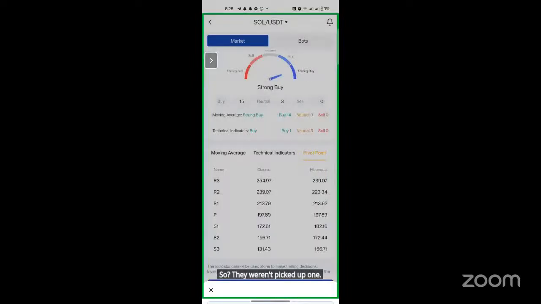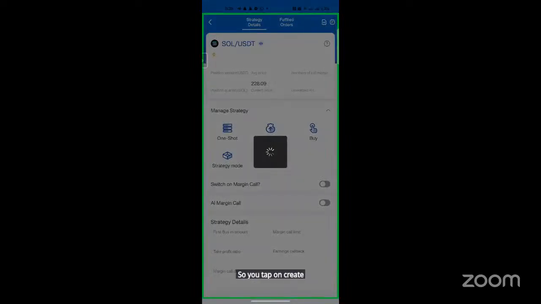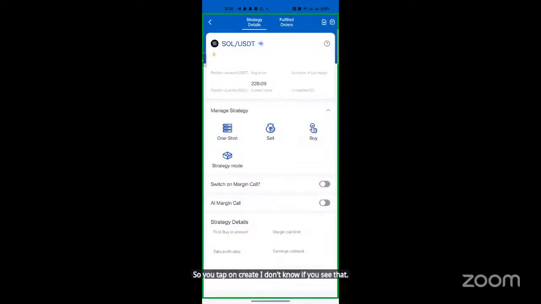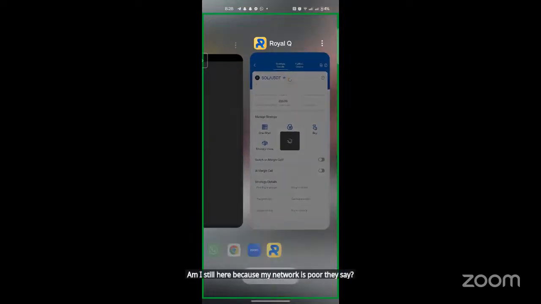So you tap on create. I don't know if you see that. You tap on create. Why is my network... am I still here because my network is poor on this side? Am I still available?